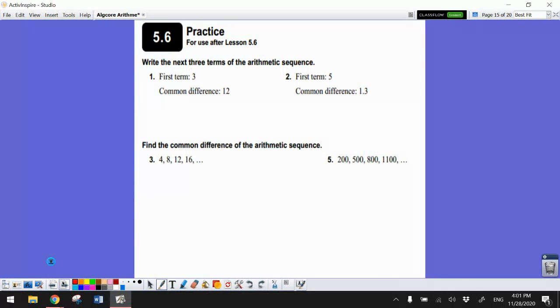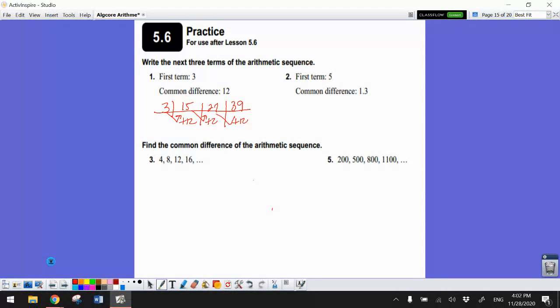All right, let's see if we can find our next 3 terms given the common difference, and determine whether or not something is arithmetic, just given some basic information. So we're told our first term is 3, and our common difference is 12. What they're saying is we're adding 12 each time. So 3 plus 12 is 15, and 15 plus 12 is 27, and 27 plus 12 would bring me to 39.